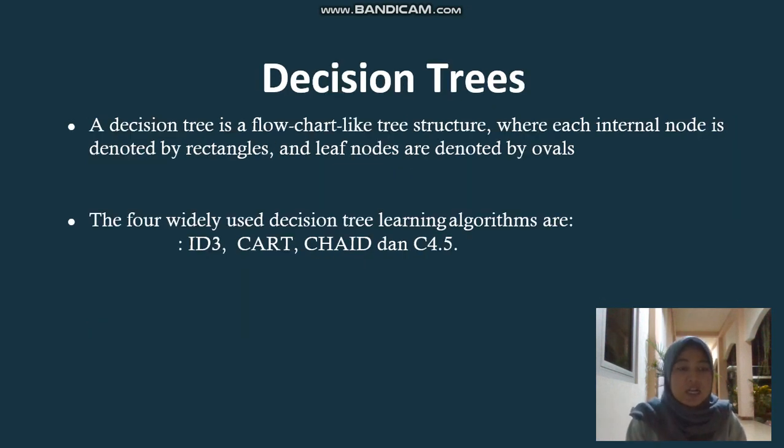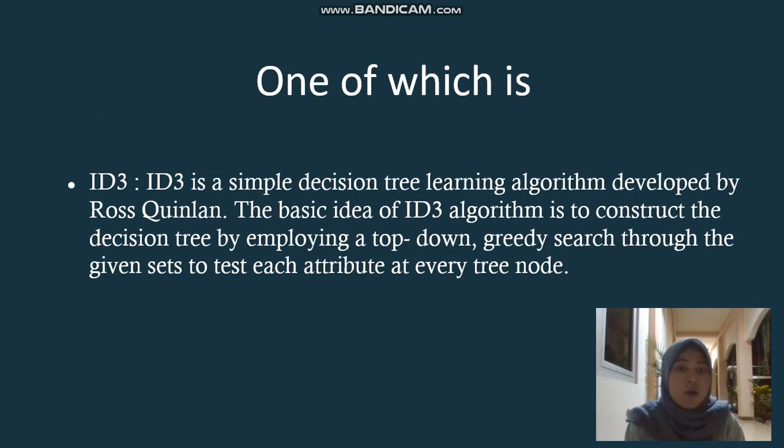Decision trees. A decision tree is a flowchart-like tree structure where each internal node is denoted by rectangles and leaf nodes are denoted by ovals. The four widely used decision tree learning algorithms are ID3, CART, CHAID, and C4.5. One of which is ID3.